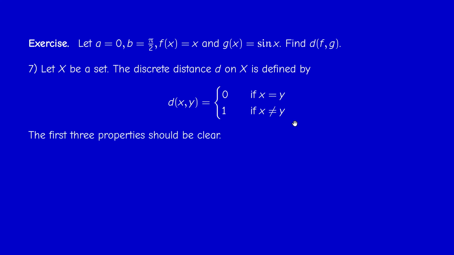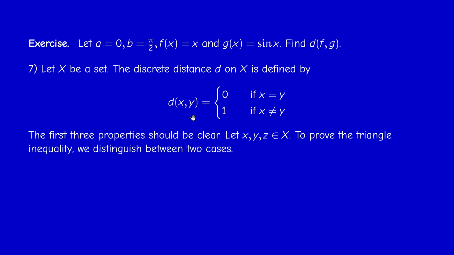First three properties should be clear for you. You can do it mentally. It's 0 or 1, so it's bigger or equal than 0. Symmetry is clear because x equals y means y equals x, and x different from y means y different from x. It's 0 precisely when x equals y. Now, less trivial is the triangle inequality. So consider three elements x, y, z in the set X. Here, once again, you have to distinguish between two cases.